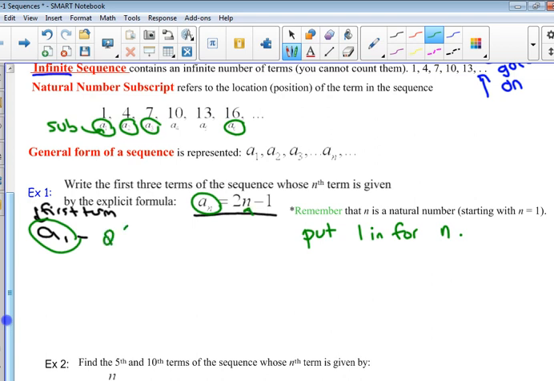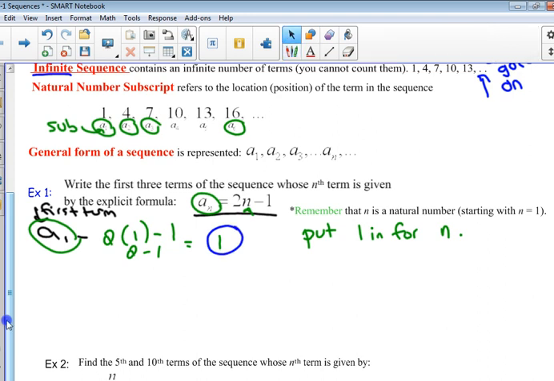So it's going to look like 2 times 1 minus 1. So 2 times 1 is 2, minus 1 is going to give us 1. So this tells us our first term is going to be 1. Now if I want 3, you've got to keep going.